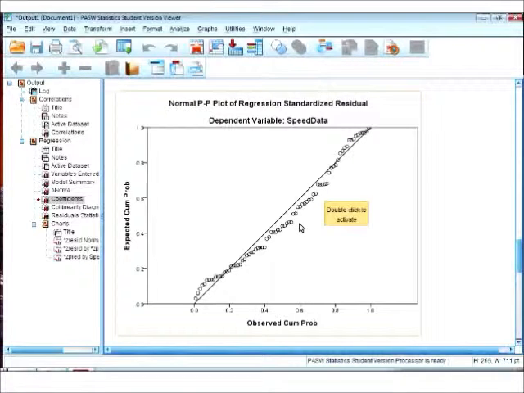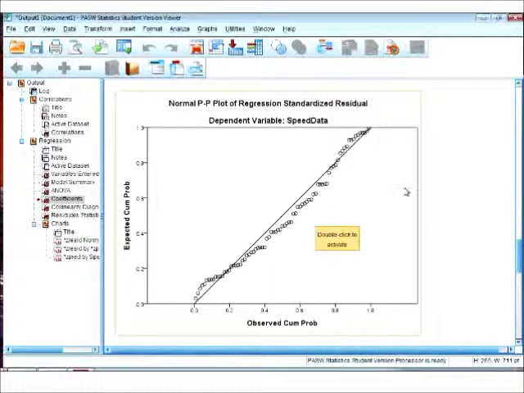From here, we see that the errors are fairly normally distributed, though there is some deviation from normality here and here, but they are still close to this diagonal line which is at 45 degrees. So our second assumption that all errors are normally distributed is also met, or satisfied.